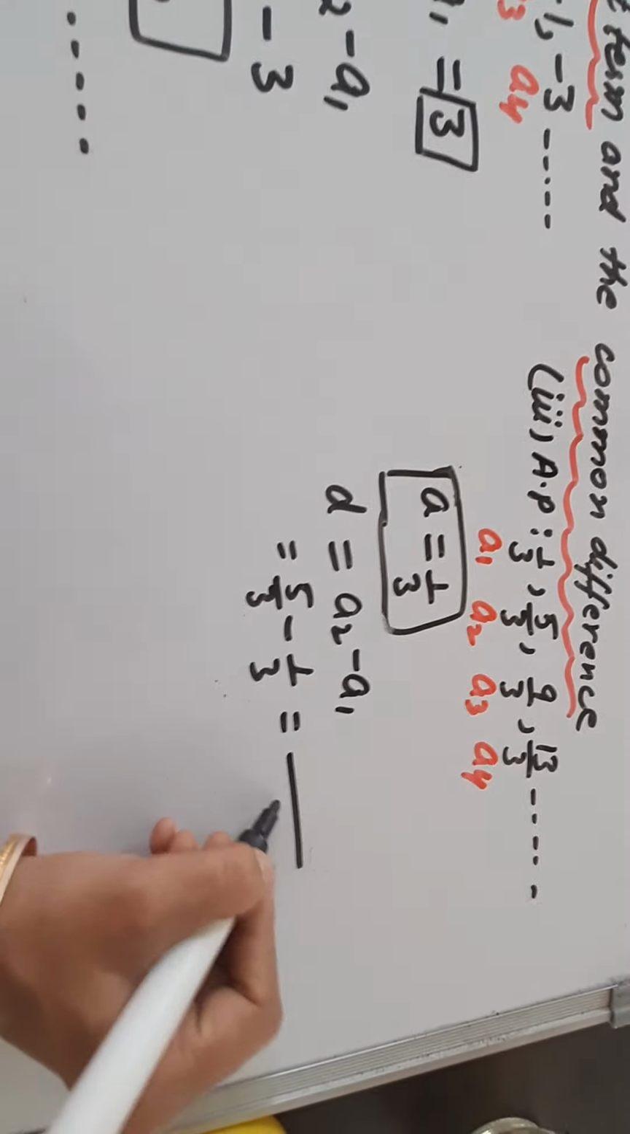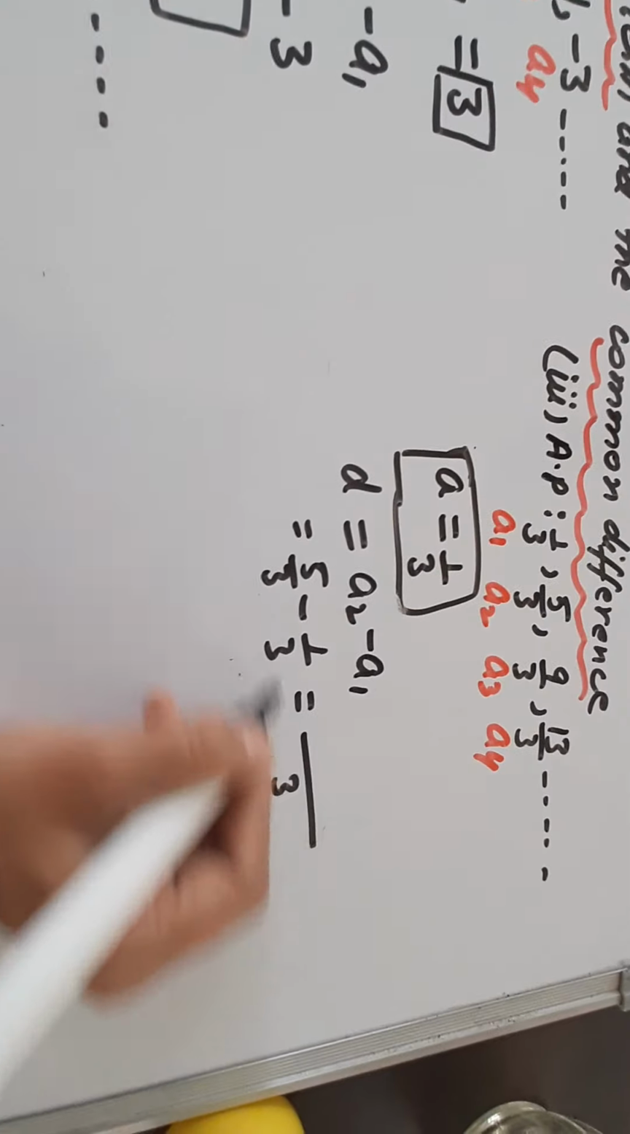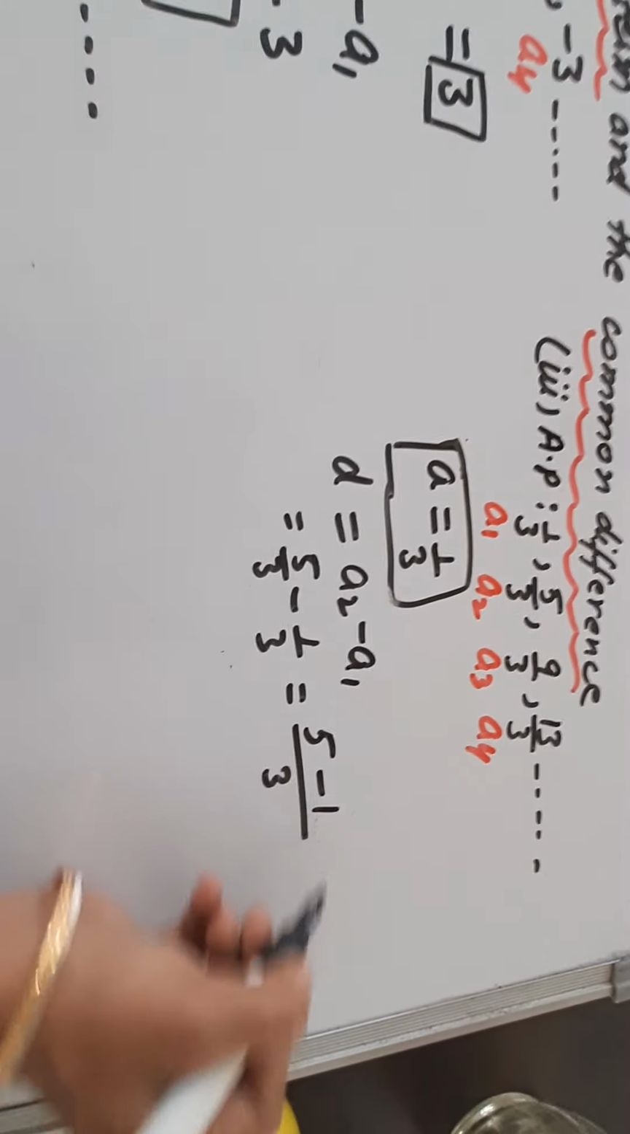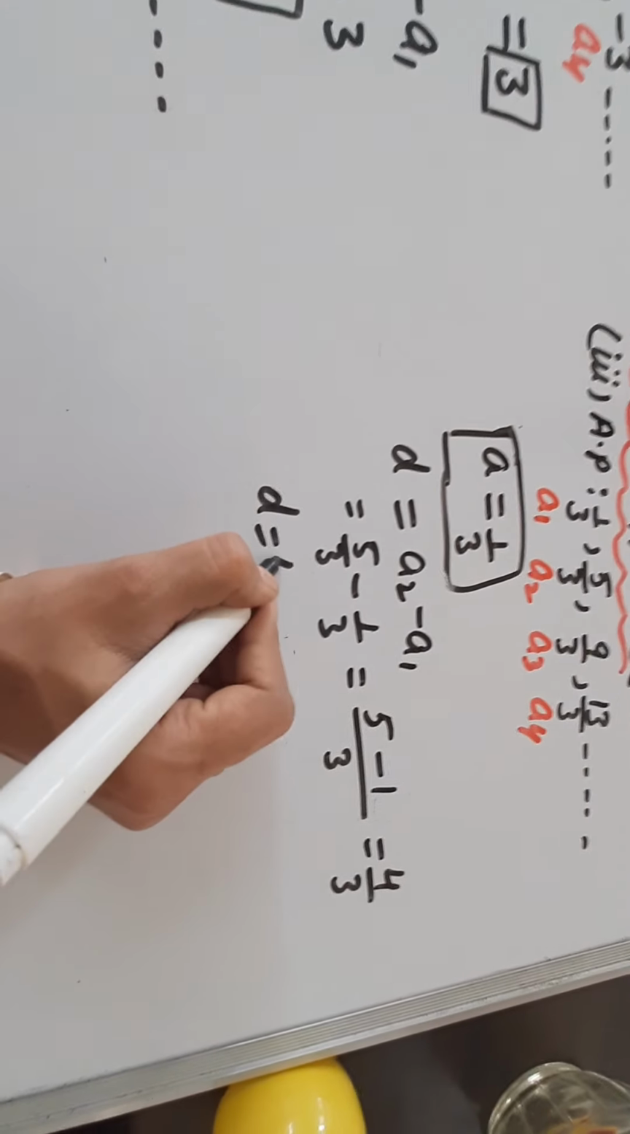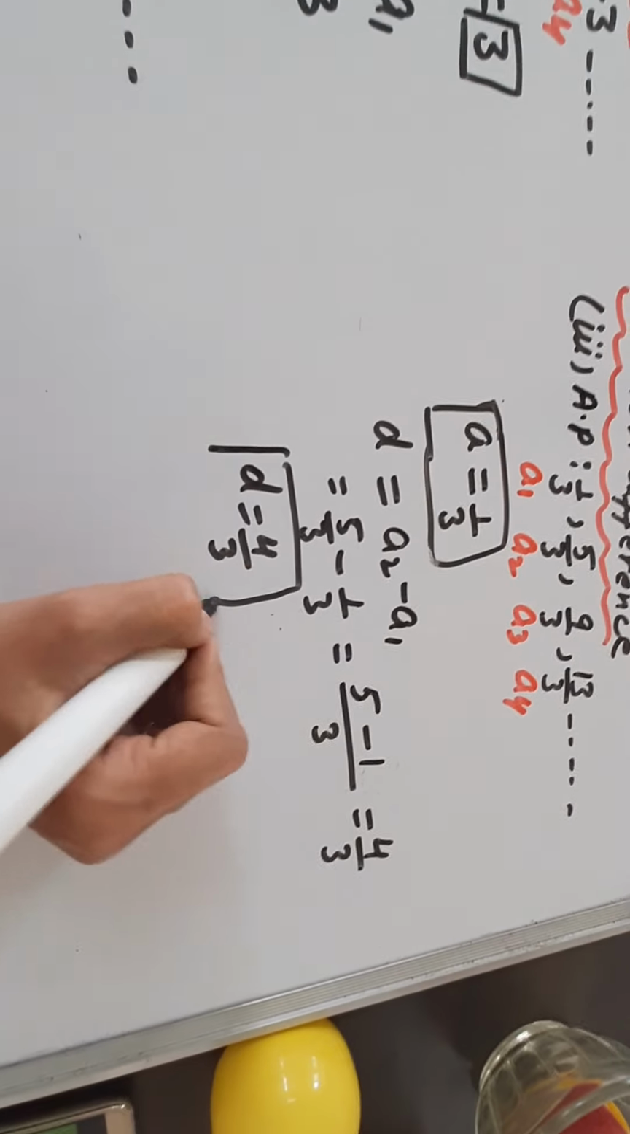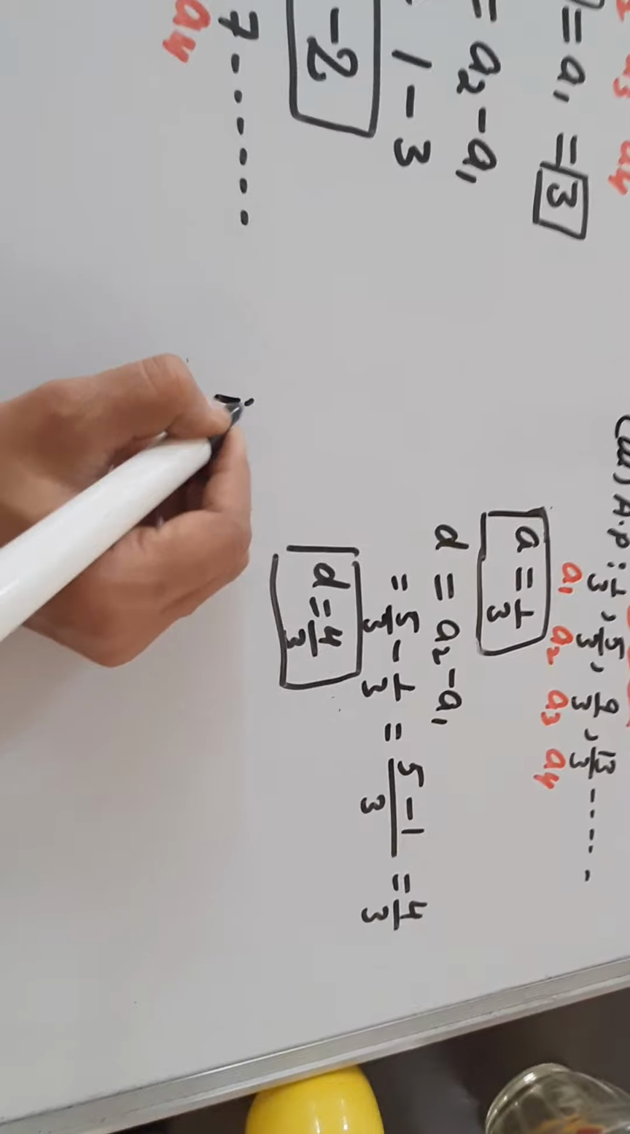So take the LCM, 3. Both the denominators are equal to LCM. So 5 minus 1, that is 4 by 3. So D will be 4 by 3. This is the common difference. Now fourth part.